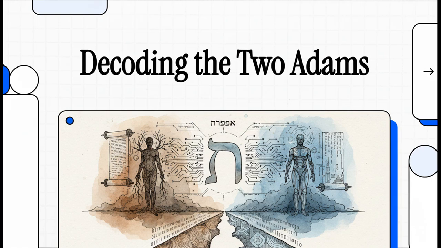You know, the story of Adam in Genesis, it's one of those stories we all think we know, right? But what if I told you that buried inside the original Hebrew text, there's a kind of hidden technical blueprint, a code, and it reveals something mind-blowing, that there wasn't just one Adam, but two.